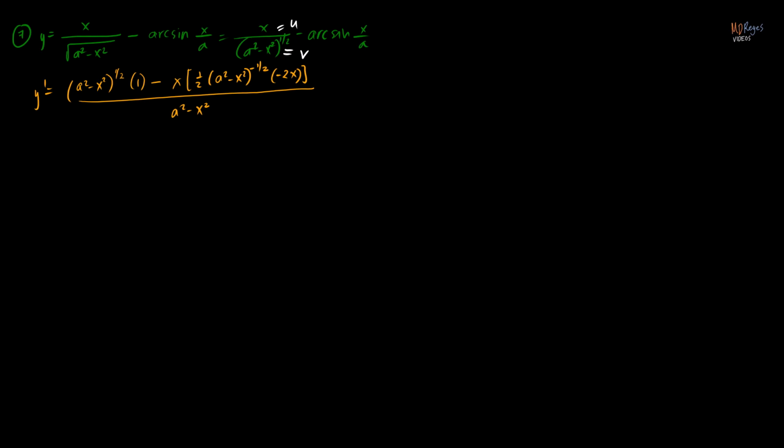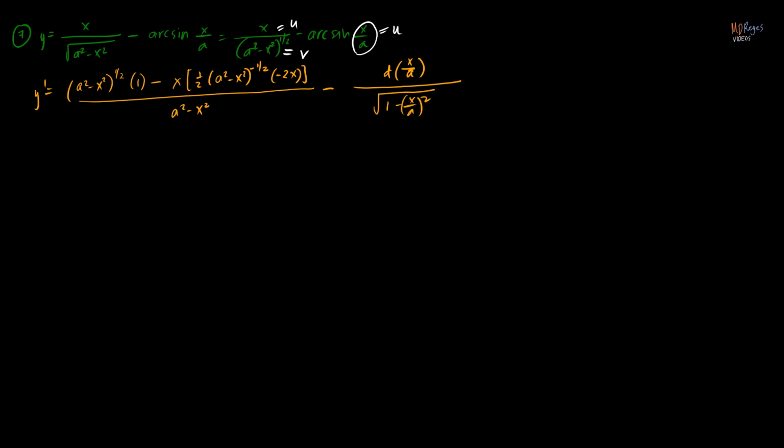Okay, minus the derivative of arc sine of u. This is u in the formula. So that is the derivative of u, du, remember a is a constant, over square root of 1 minus u squared.